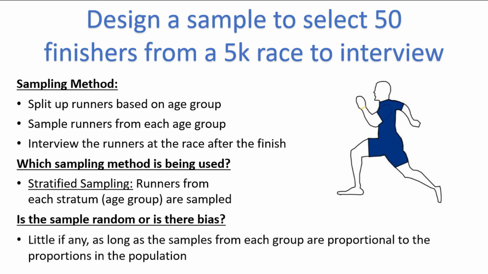Little if any. As long as the samples from each group are proportional to the number in the population, and the chosen runners are able to be located and surveyed on race day, there shouldn't be much bias. Proportionality means that if 10% of the runners come from the 20 to 24 age group, then 10% of the total sample should also come from this age group.